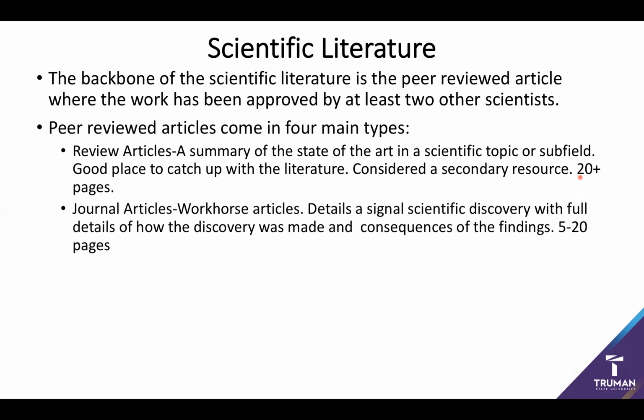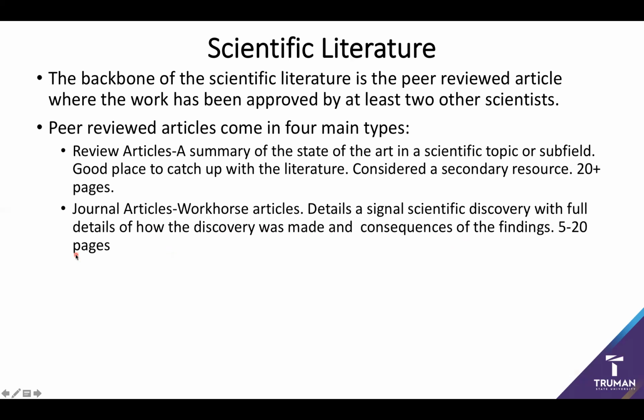These are typically 5 to 20 pages, and they're essentially full details of a single either discovery or class of discoveries. So a single scientific project. It should essentially have full details of how the discovery was made and all of the consequences of its findings. So it should give you a good general overview of the question, what was done, and what it means. So these are good places to start when looking for scientific information.